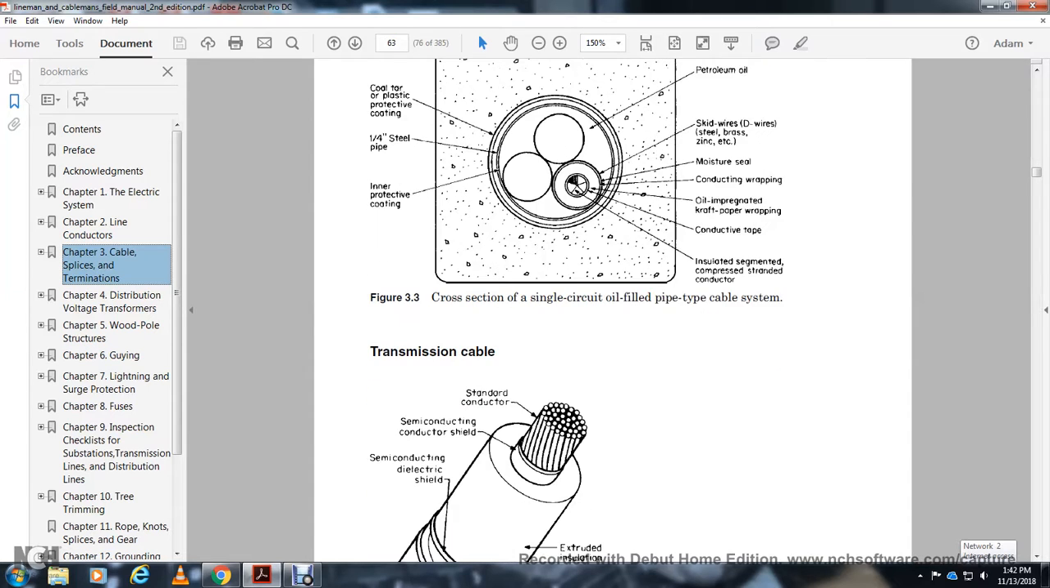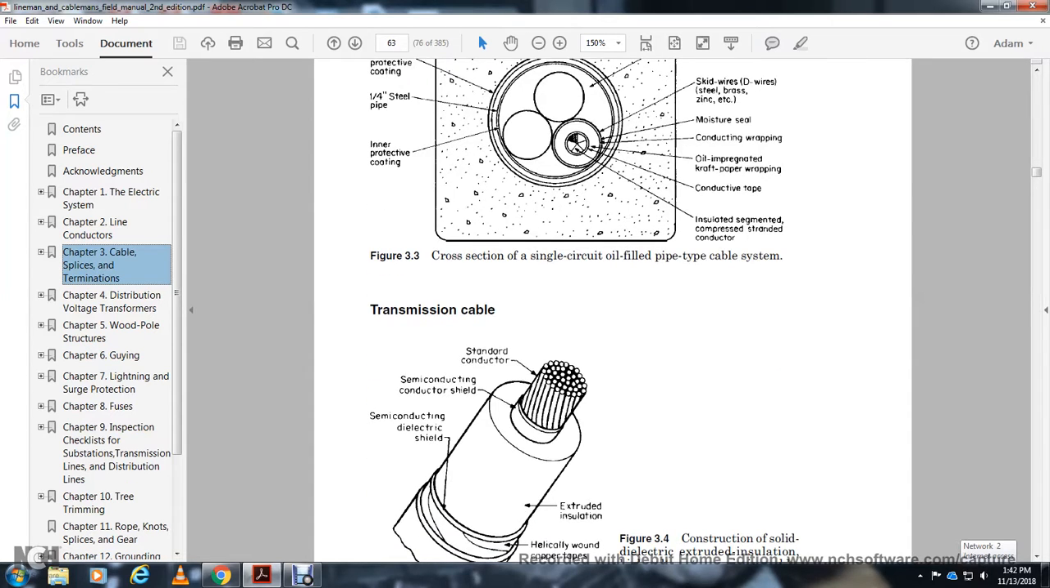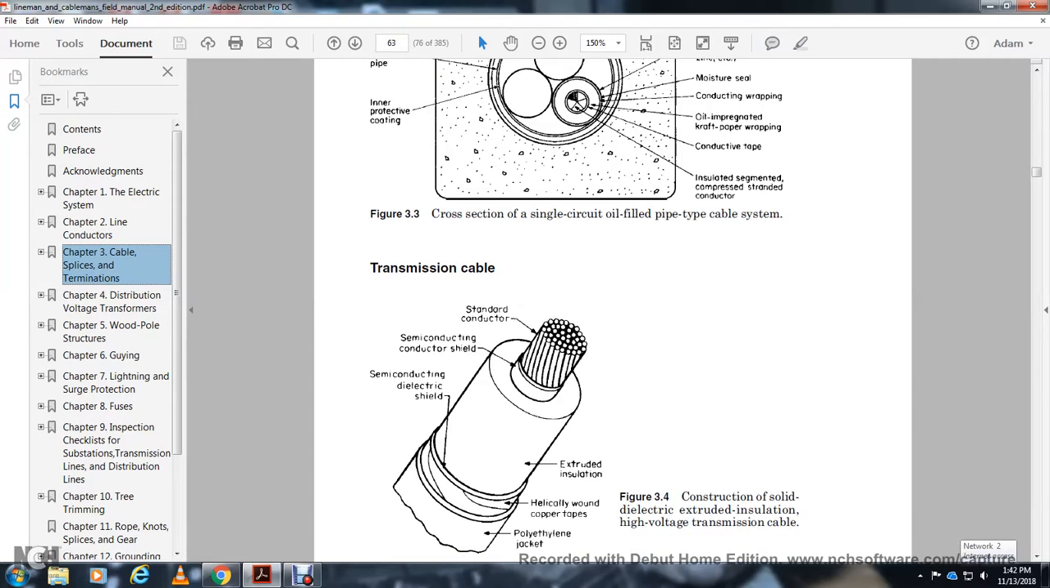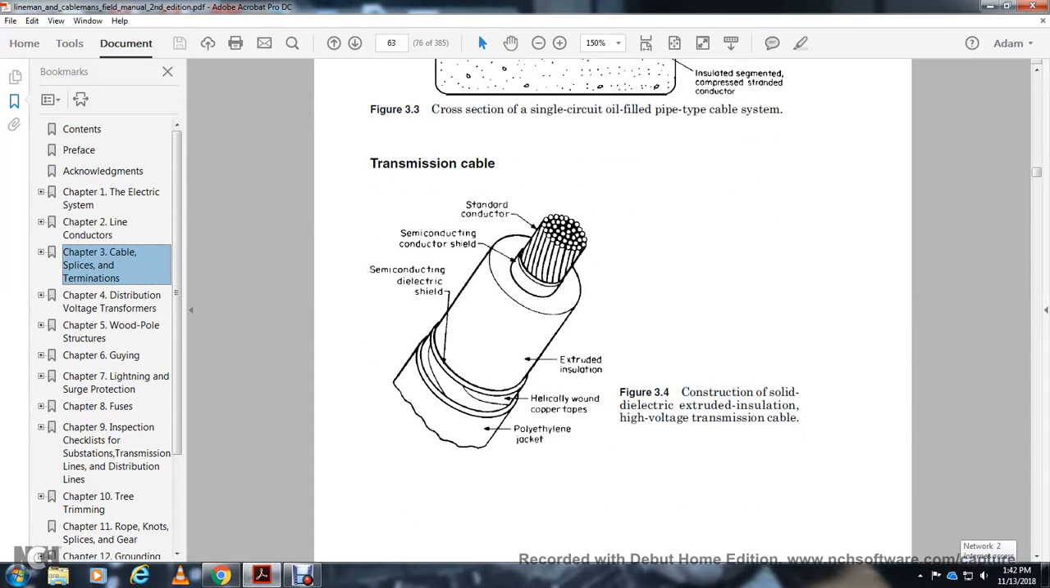Figure 3.3 is a cross-sectional view of a single-circuit oil-filled pipe type cable system. Transmission cables show the standard conductor, semiconductor shield, semiconductor dielectric shield, extruded insulation, helically wound copper tape, and polyethylene jacket. Figure 3.4 shows the construction of a solid dielectric extruded insulation high voltage transmission cable.